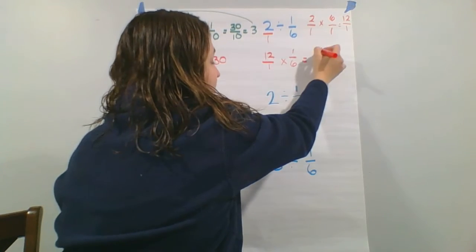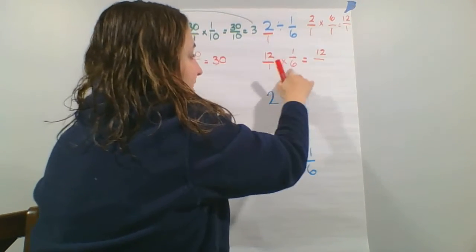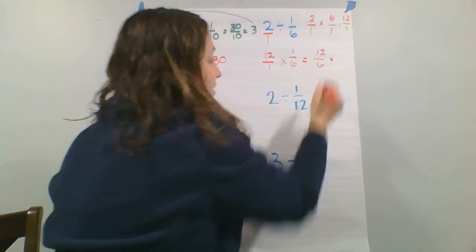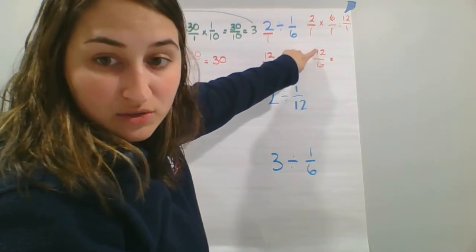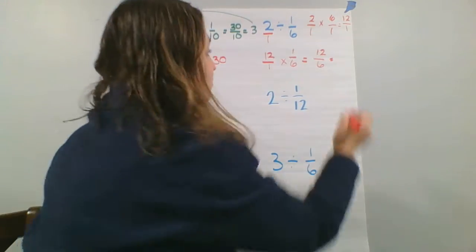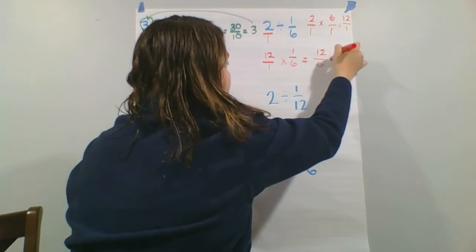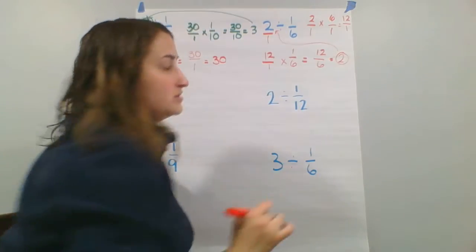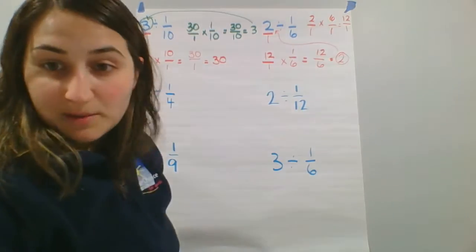12 times 1 is 12. 1 times 6 is 6. And we know that 6 goes into 12 2 times equally. So this answer right here gives us the whole number we started with.